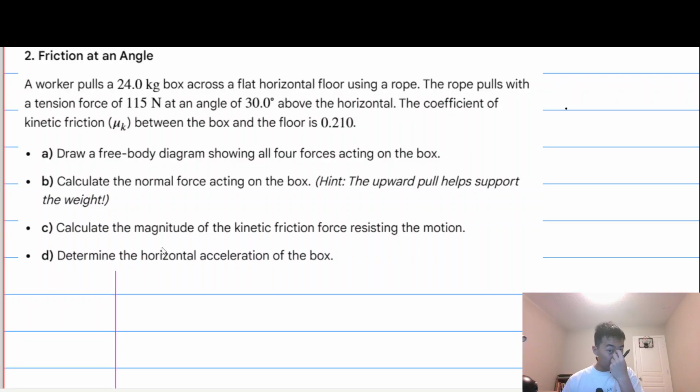Next question, friction at an angle. A worker pulls a 24-kilogram box across a flat horizontal floor using a rope. Let's just draw the situation and then we'll draw a free body diagram. So there's a box that's pretty heavy.